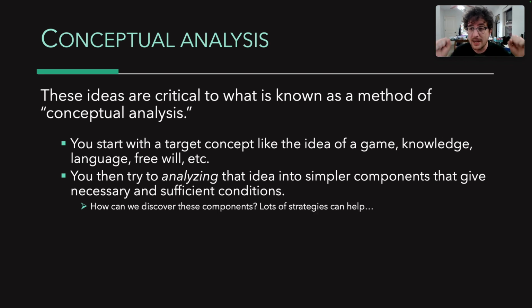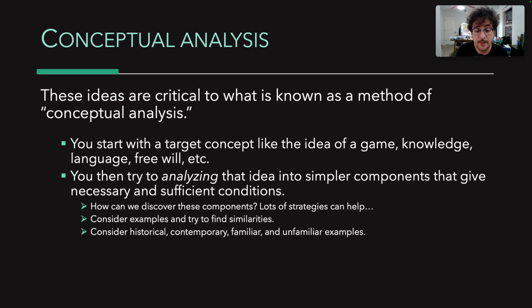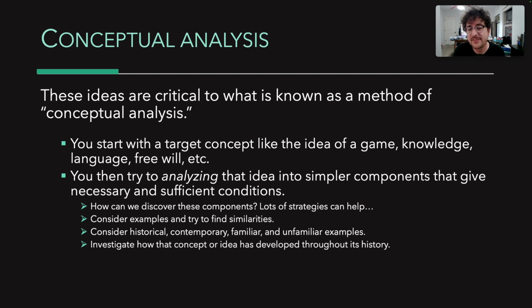How do we discover how to break down these ideas into these smaller parts? Well, there's a number of strategies you can use. You can consider examples and try to find similarities. So you come up with examples of different kinds of games, and then you look to see what's common between them all. Now, when you do this, you want to make sure you consider historical examples, contemporary examples, familiar examples, and unfamiliar examples. You want to make sure you get a broad range of examples so you don't leave anything out, so to speak. You might also try to investigate how that concept or idea has developed throughout history.